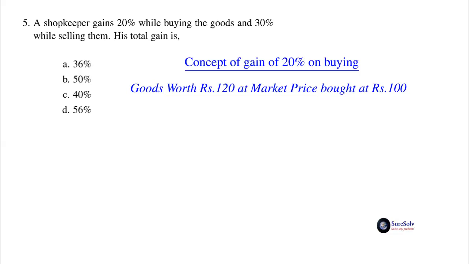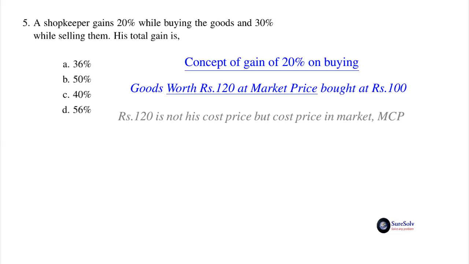Mark the words market price. Rs 120 is not the cost price for the shopkeeper. It is the market price, say MCP. The cost to the shopkeeper, which is his investment for future gain, is just Rs 100. So 20% gain on buying is not actual. It is a potential gain for future selling of the goods.